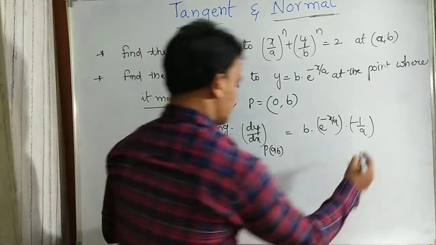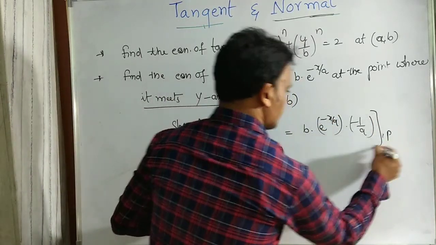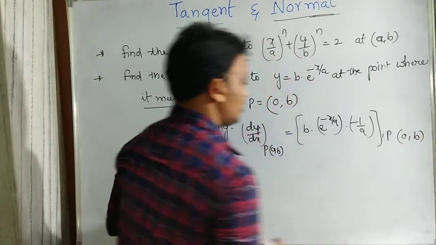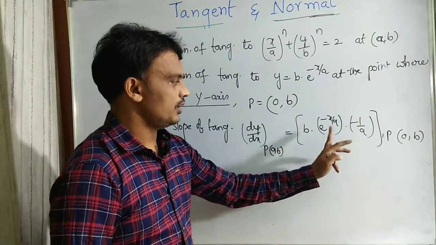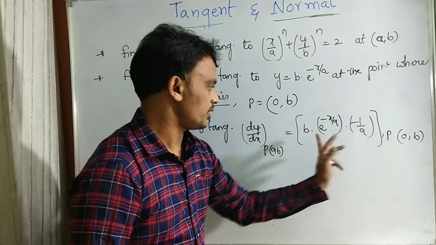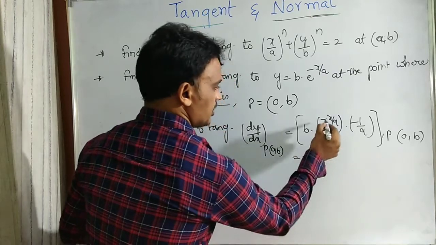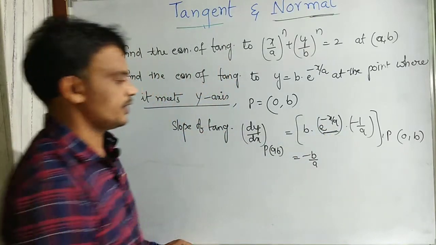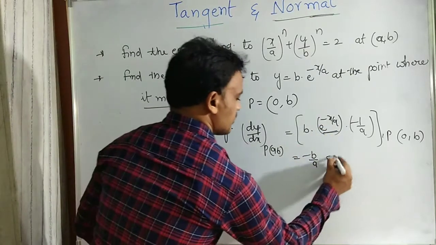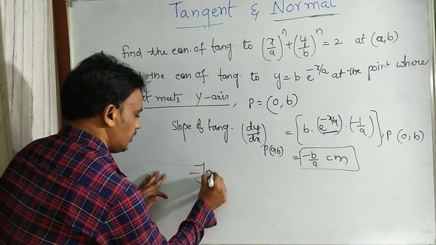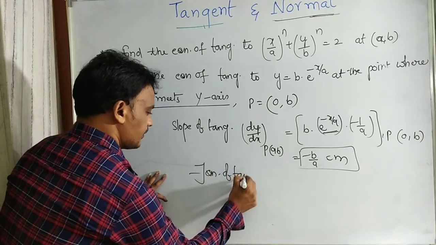At the point P, which is 0 comma b, in place of x substitute 0, and in place of y substitute b. There is no y term, so simply this is minus b by a. So this becomes the total, and it is the slope of the tangent.